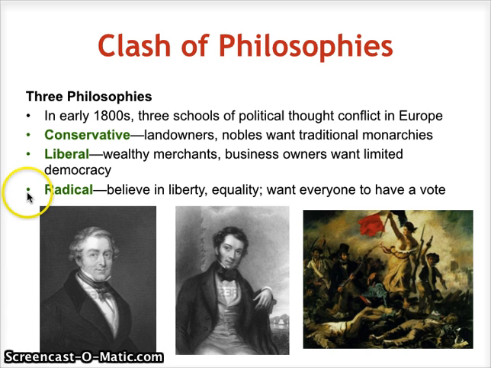Radicals believe in liberty, equality, and want everyone to have a vote. So, for example, we know the Jacobins. The Jacobins who took over during the French Revolution were the radicals. They were trying to sort of get pure democracy in the country.